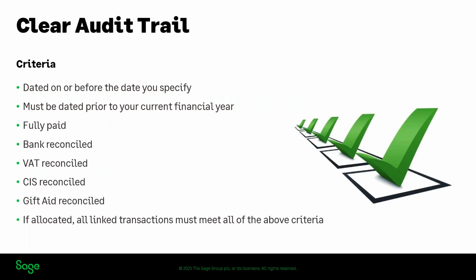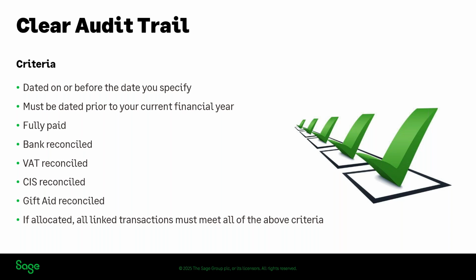Now, criteria-wise, let's just quickly try and run through this. The number one element of that criteria, I suppose the key one there, is that when you go to clear the audit trail, it's going to ask you, when do you want to clear up to? So you can choose that date. So it'll only consider removing transactions that meet the other criteria as well, but they must be dated on or before the date that you specify. So you can choose that.